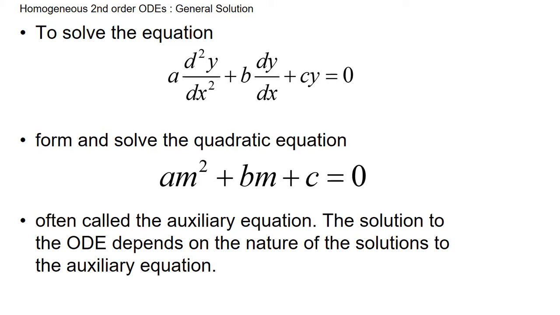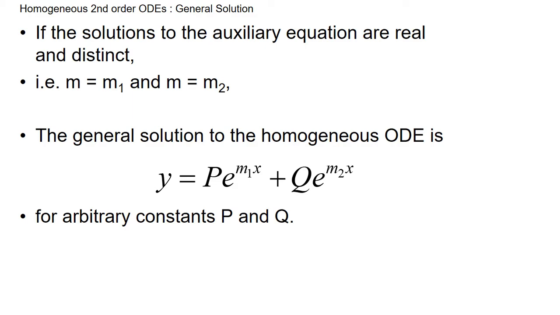And then depending on what we get out of this equation, we have slightly different forms that we're going to use. So this quadratic equation will have two roots. If we're talking about two roots which are real and distinct, let's call them m1 and m2. In that case, the solution to our differential equation is one constant p times the exponential of m1 times x plus another constant q times the exponential of m2 times x. We'll have constants p and q.